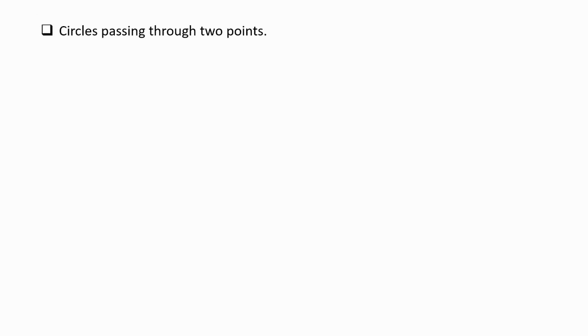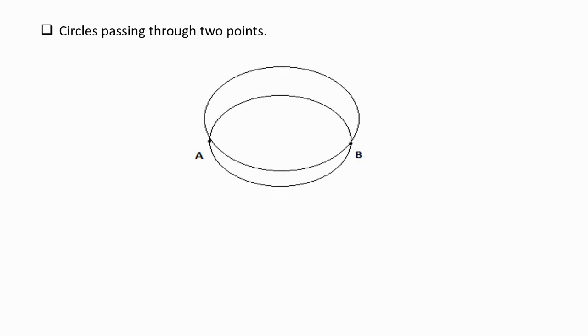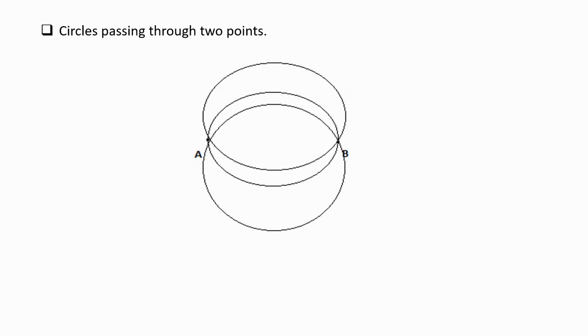Circles passing through 2 points. We have 2 points A and B. We can draw one circle that can pass through both the points A and B. 2 circles that can pass through both the points A and B. 3 circles that can pass through both the points A and B. How many more circles can pass through points A and B? Infinite circles can pass through 2 distinct points.